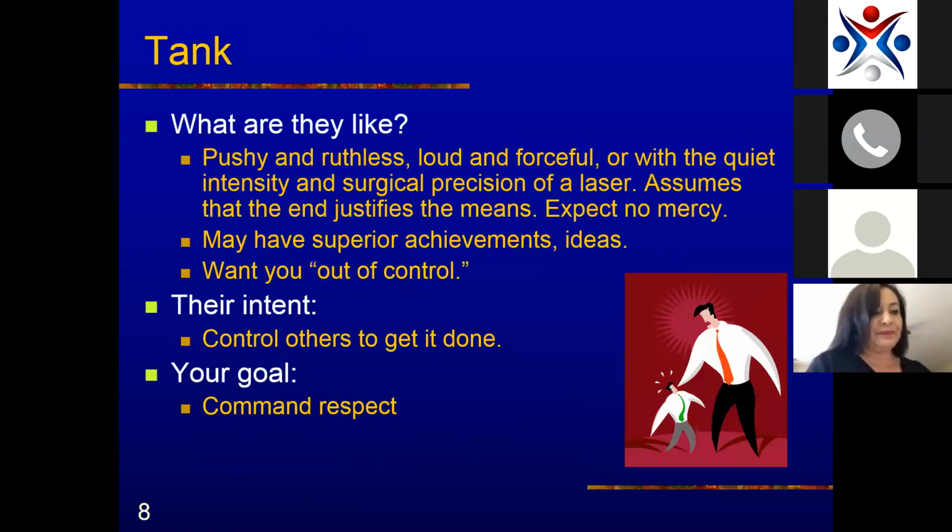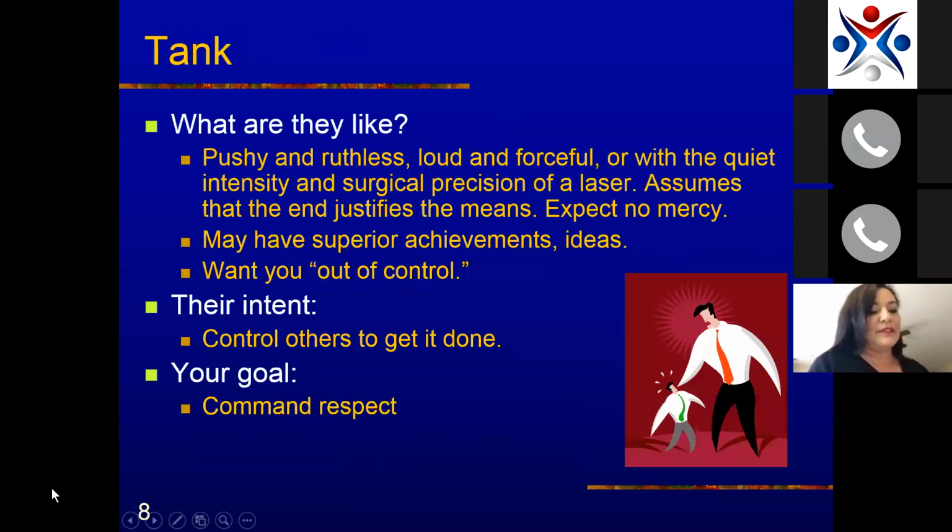Slide 8. The tank. The tank is one type of personality that is very controlling. They're the ones that do want to run over everyone. Your goal with the tank would be to diffuse that, and doing that by demanding respect. And you want to make sure that things stay in control.